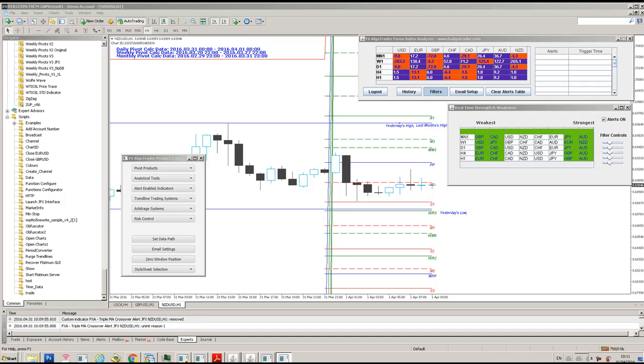Morning traders, 1st of April 2016, time is 9:11 GMT. This is the index analysis for today.